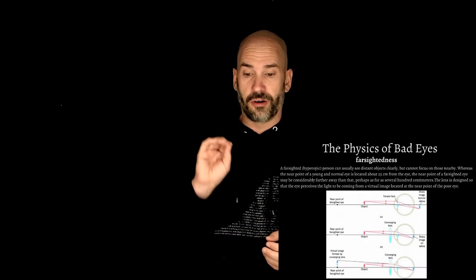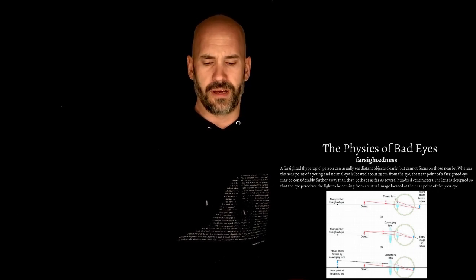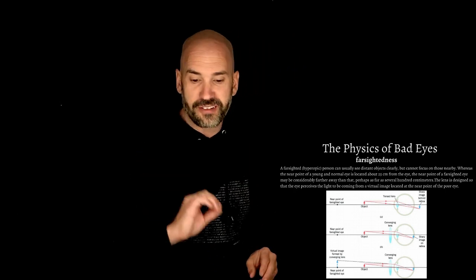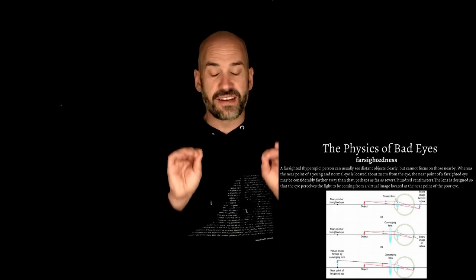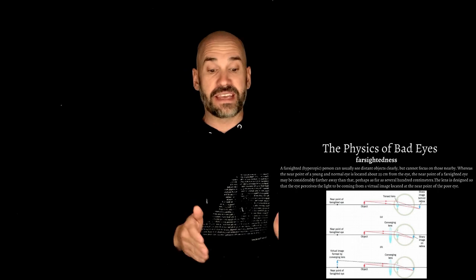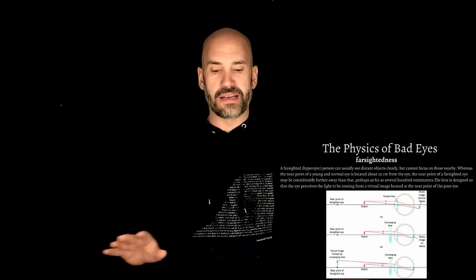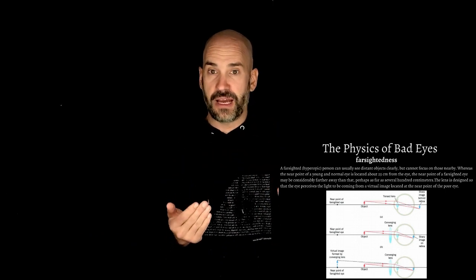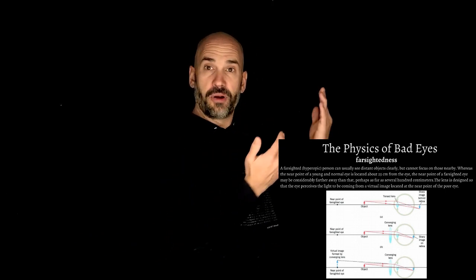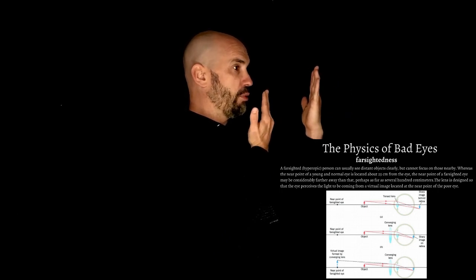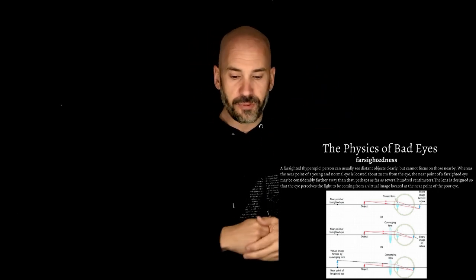A farsighted or hyperopic person, I'm having trouble reading this. I think it's my myopia. I have to move this computer a little bit closer to my far point. Okay. There, much better. A farsighted or hyperopic person can usually see distant objects clearly, but they cannot focus on objects nearby. Whereas the near point of a young normal eye is located about 25 centimeters from the eye. Okay, the near point is the closest point that you're able to read, let's say a book or something, without it getting blurry.